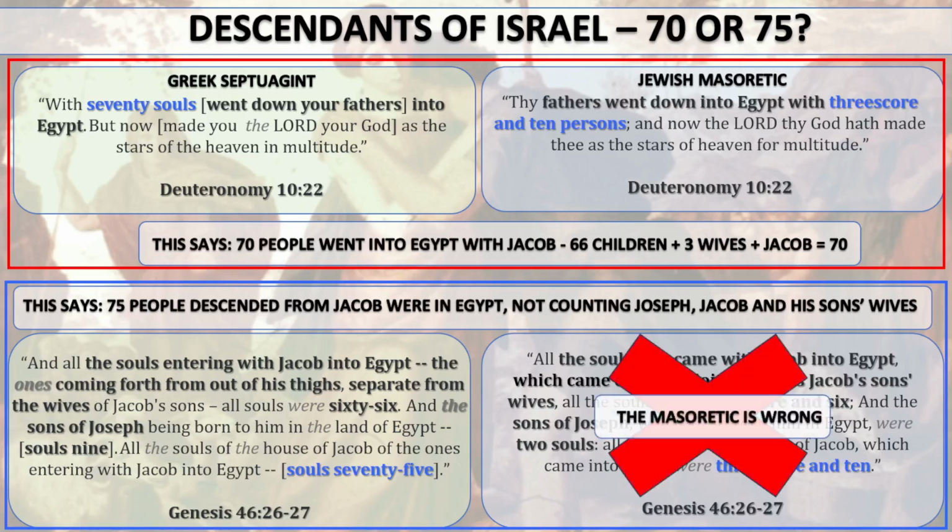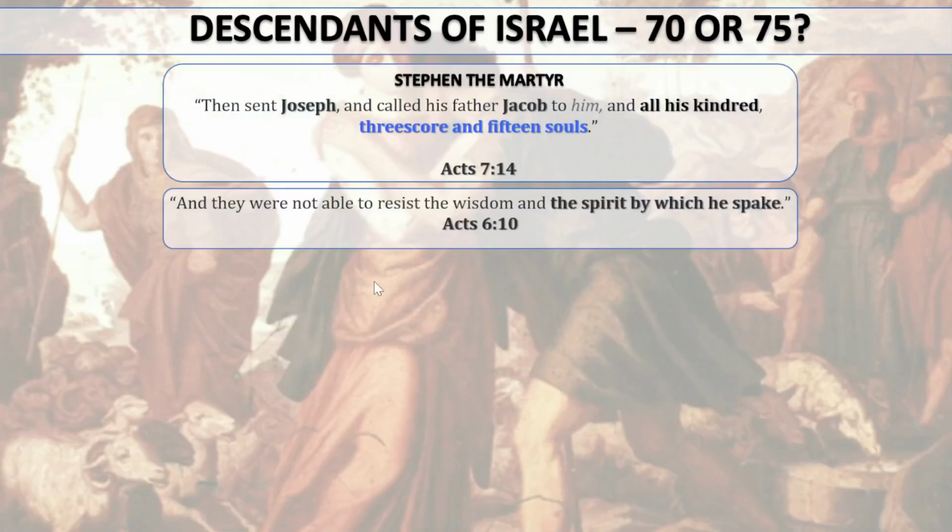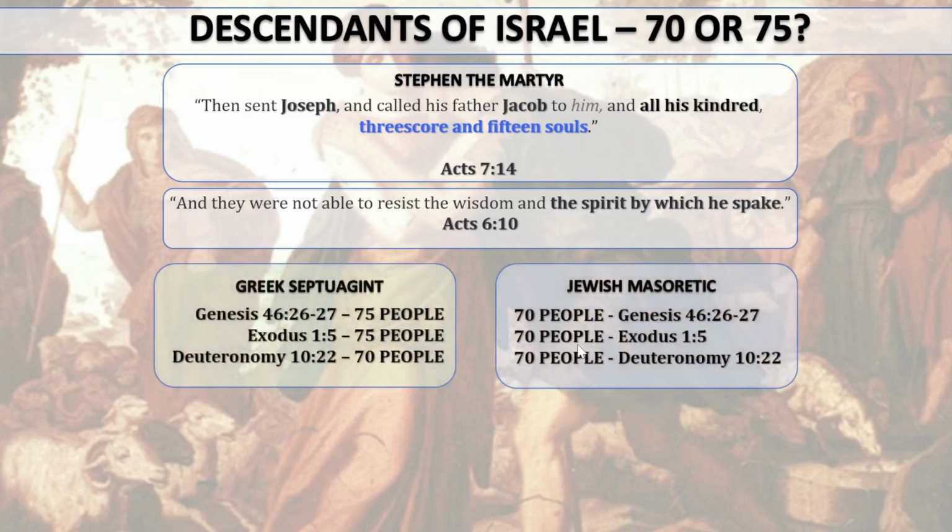Let me explain why. Okay, so the Masoretic is wrong, and now let's explain why. So again, Stephen is clearly quoting from a Septuagint, could be a Hebrew Bible, but it agrees with the Greek Bible. It's in total disagreement with the Masoretic. In every spot in your Jewish Masoretic, you have 70 people. In the Greek Septuagint, you have 75, 75, and 70. And again, they're just different styles of counting. Okay, one's counting the descendants, one's counting the people.